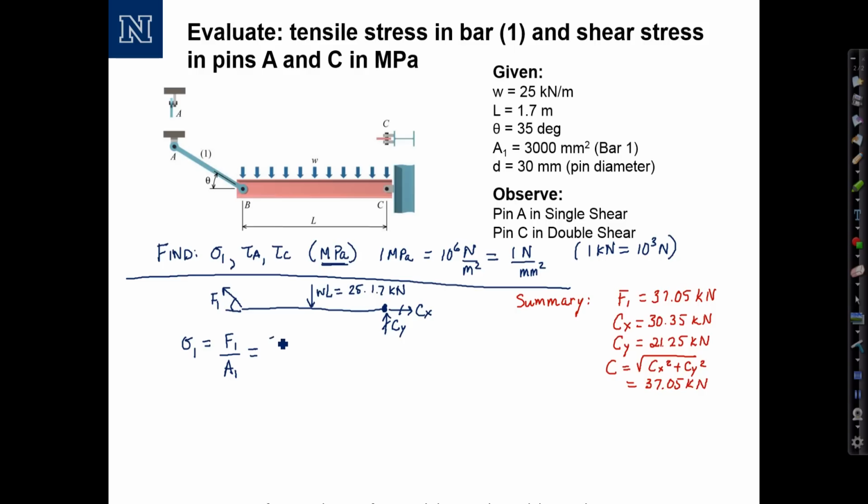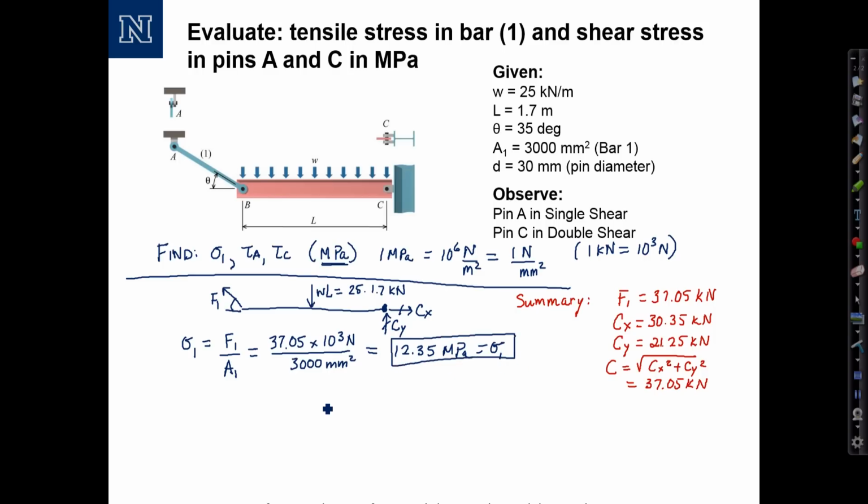Okay, so we're going to take the force in member 1, 37.05, multiply by the conversion factor of 10 to the third. That gives us the force in newtons, and divide by area 1, which was given as 3,000 millimeters squared. This is newtons per millimeter squared. My answer will be in megapascals, and I get 12.35 MPa. Okay, so that's one of the answers I'm looking for.